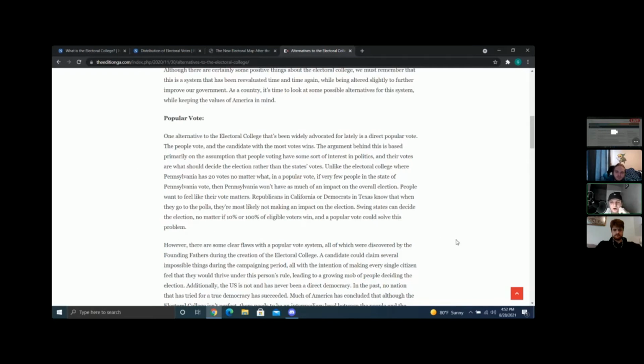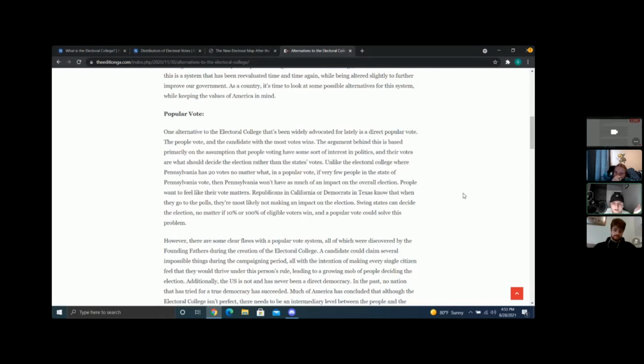Unlike the Electoral College, where Pennsylvania has 20 votes no matter what, in a popular vote, if very few people in the state of Pennsylvania vote, then Pennsylvania won't have as much of an impact on the overall election. People want to feel like their vote matters. Republicans in California or Democrats in Texas know that when they go to the polls, they're most likely not making an impact on the election. Swing states can decide the election no matter if 10% or 100% of eligible voters vote. And a popular vote could solve this problem.